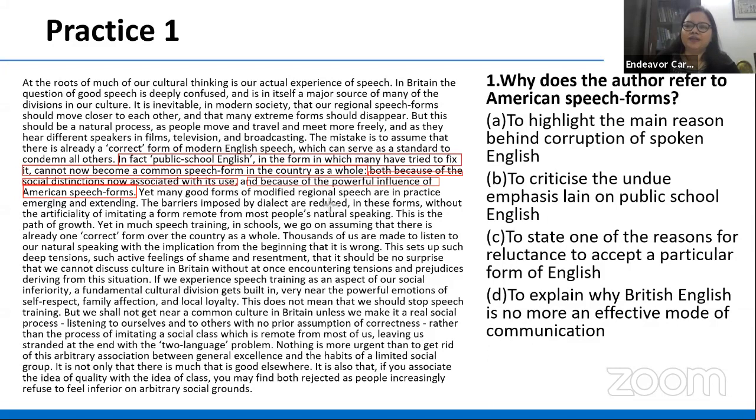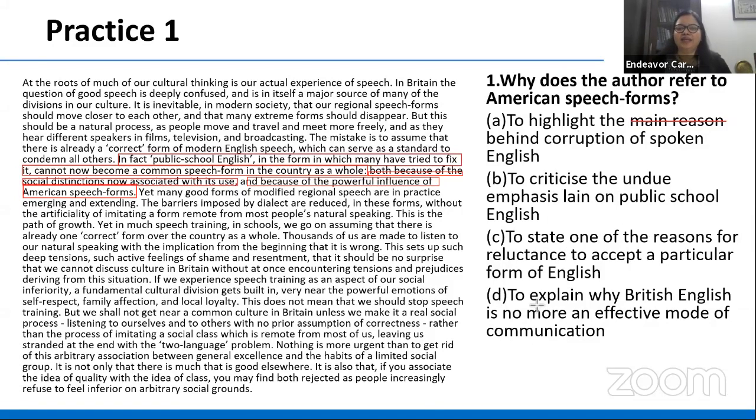So why does he refer to the American speech forms? To highlight the main reason behind corruption of spoken English. Is it the main reason? No, it's not the main reason. So let's eliminate this. There are two reasons that he gives. To criticize the undue emphasis laid on public school English. Can we say this is it? Let's just park B. To state one of the reasons for reluctance to accept a particular form of English.